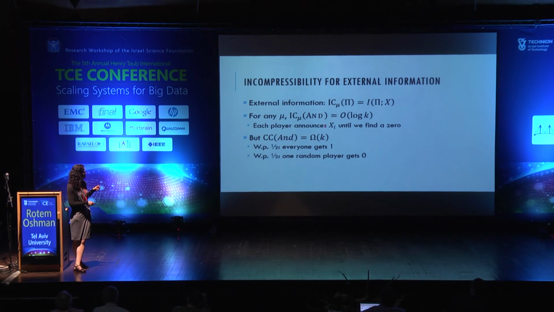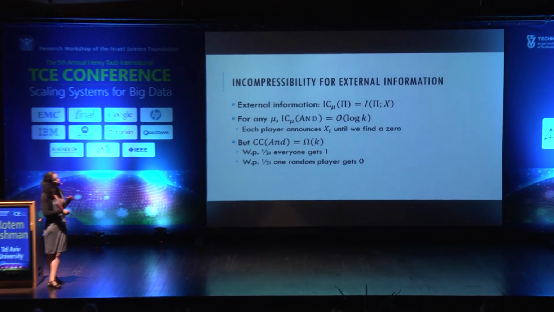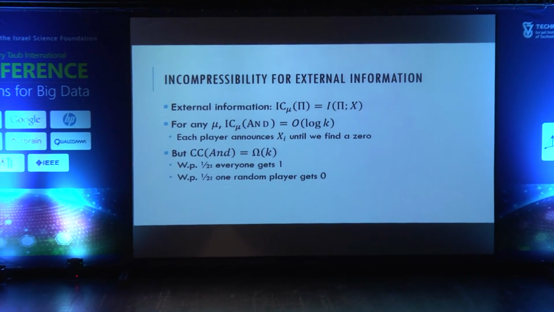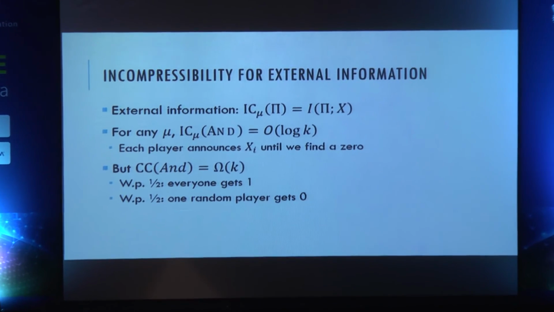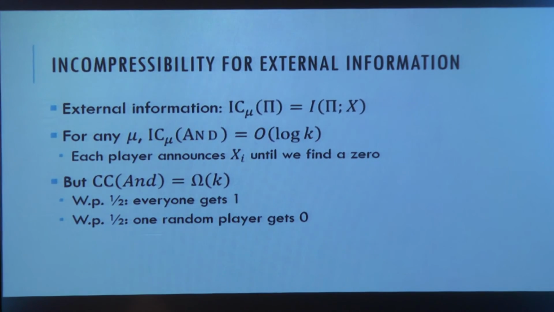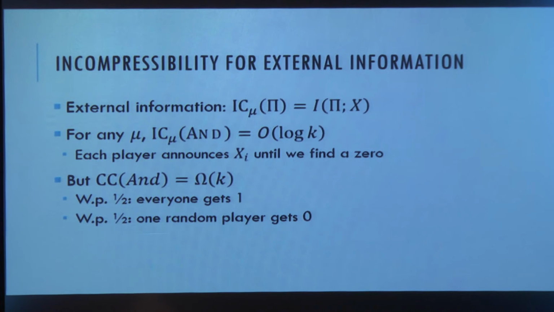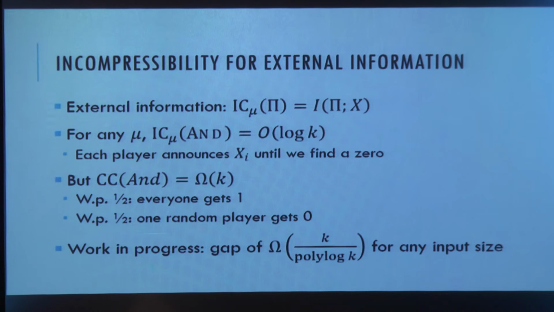Just think of a case where with probability 1/2, everybody gets 1. But with probability 1/2, I take one 0 and I hide it in a random place. My protocol is going to need to pretty much go over at least half the players in order to convince itself that no 0 is hidden there. So the communication complexity really is omega k. And that gives us this gap of k versus log k, which is pretty bad. And we're working on extending this to larger inputs as well.